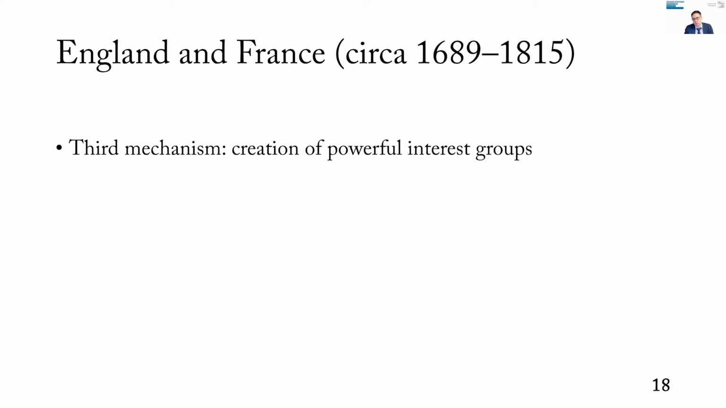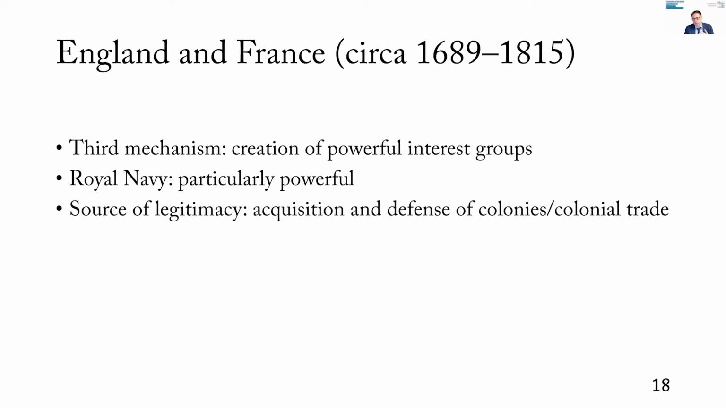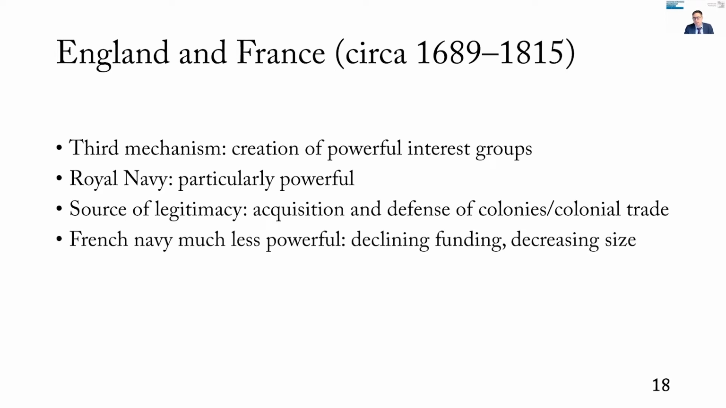Let me talk about the third mechanism, the creation of powerful interest groups. And here it is in particular the Royal Navy that became a very powerful institution, one of the most powerful institutions in early modern Europe. And a natural source of legitimacy for that institution was the acquisition and defense of colonies. And there are a couple of different historical episodes that I also referred to in the paper that show that the Royal Navy was not just merely a tool in the hands of the British rulers, but became a powerful interest group in itself. And this might also be an important difference to France, which was generally less successful at acquiring overseas colonies. It did have some, but it was less successful than the British. And here we see that the French Navy is actually much less powerful.